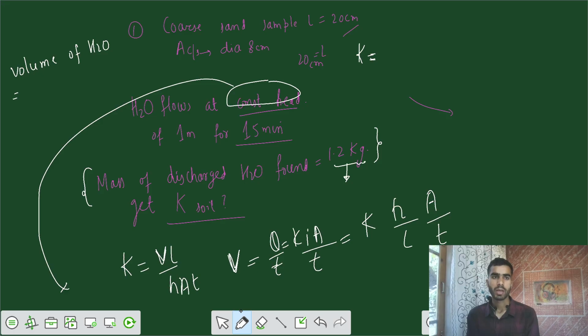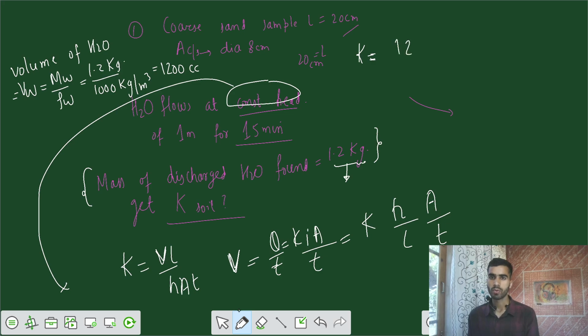So that would be given by volume of water equals mass of water by density of water. So I would write 1.2 kgs divided by the density of water. Is that 1000 kgs per meter cube? Yes, 1000 kgs per meter cube. So from that we get the volume of water, which comes out to be 1200 cc, 1200 centimeter cube.